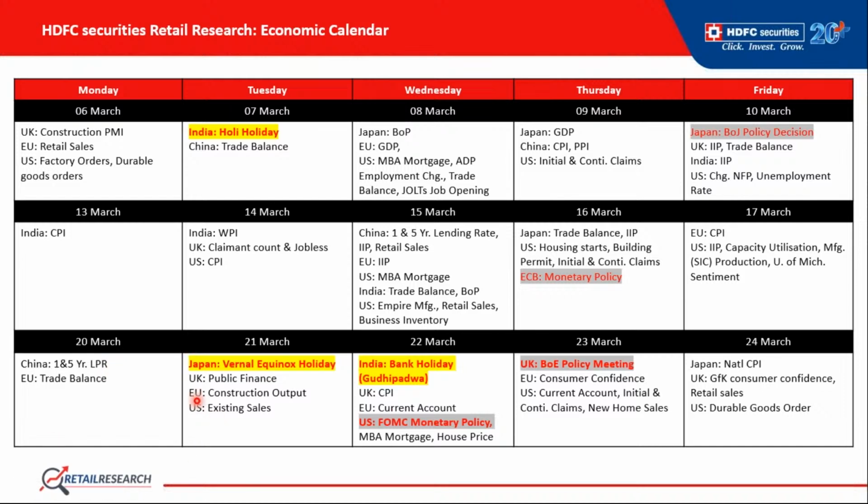Then in the third week of March we see that there is a holiday in Japan, and we have a forex market holiday on the 22nd. However, the equity markets will remain open. This is the bank holiday, so the forex market will remain closed. On the same day, we have an FOMC meeting. The impact of the same can be seen on Thursday. So there are so many blackout periods during the month.